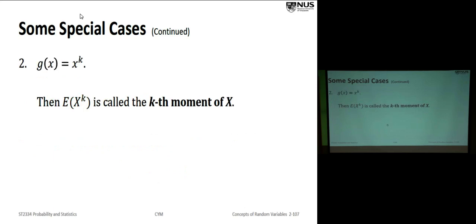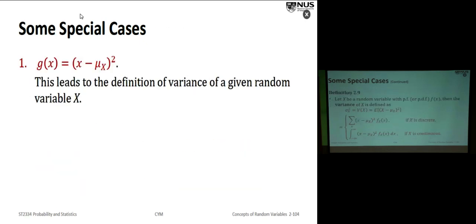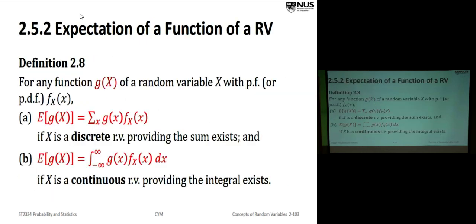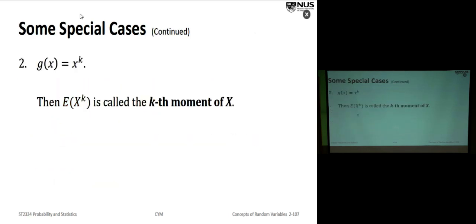Another special case is if you take the functional g of x equal to x to the power k. Remember that we're using lowercase here. When you write down expectations, the random variable is always given an uppercase. This is a lowercase because it has nothing to do with random variables; this is just a function. I should have said that right at the beginning of the lecture: the random variable in these functions is always given uppercase. It's a notational convention.